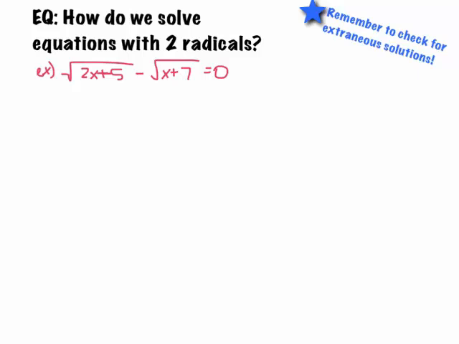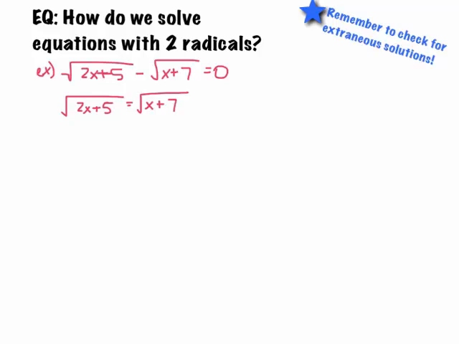Okay, how do we solve equations with two radicals? The first problem that we see here, both radicals are on the same side of the equation. My first step here is going to be to get a radical on each side of the equation. So I'm going to leave this positive square root of 2x plus 5 on this left side, and I'll add the square root of x plus 7 to the other side.